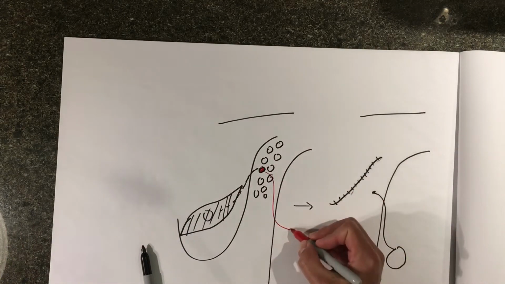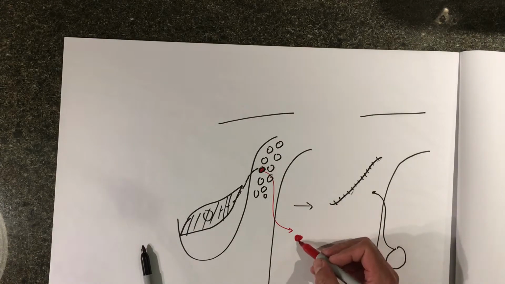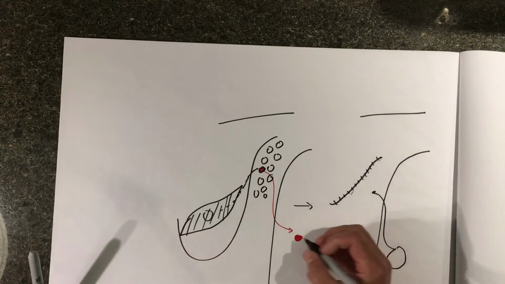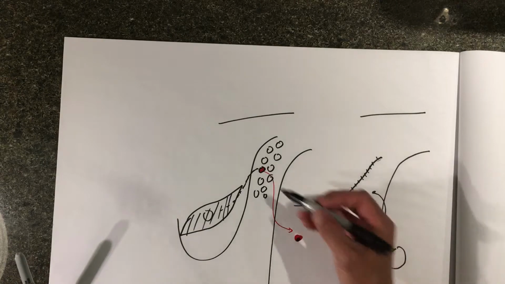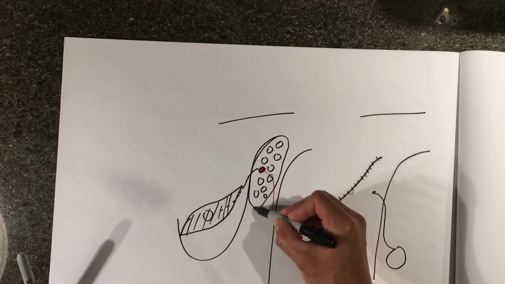Now this sentinel lymph node is removed, and a pathologist will frequently check this lymph node for cancer. If they find cancer inside of the lymph node, and they call us in the surgery and say, yes, there's cancer in the sentinel lymph node, frequently we will go ahead and remove all of the axillary lymph nodes.